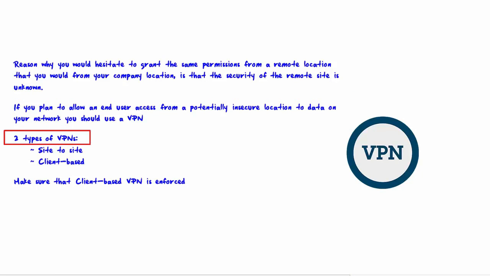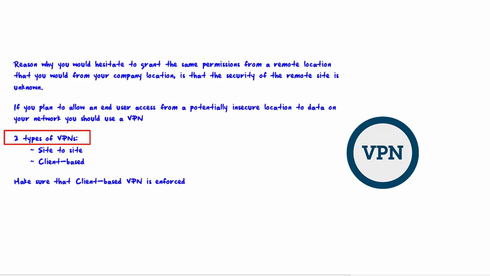Now there are two types of VPNs: site-to-site VPNs and client-based VPNs. What we're talking about here is client-based VPNs. Here, a piece of software is installed on the end user's laptop. This allows the remote user to establish a VPN from his laptop to the security appliance that sits on your home network. The important thing to realize is that the VPN allows all data between the laptop and the remote network to be tunneled and therefore encrypted.